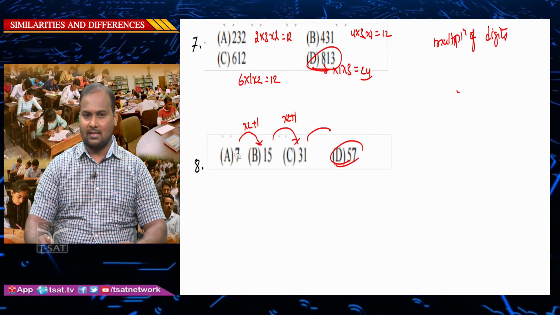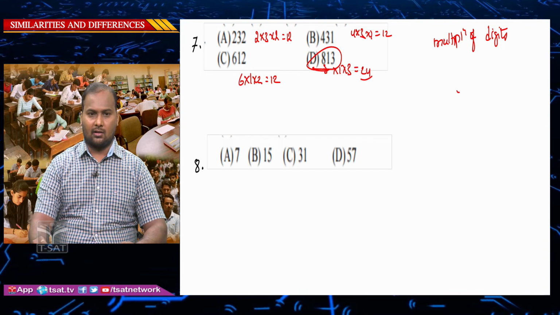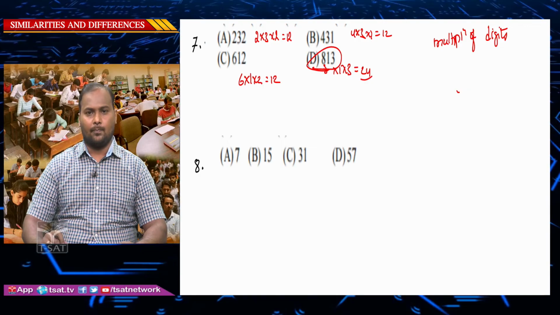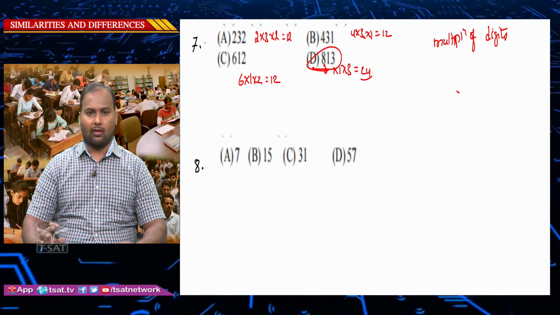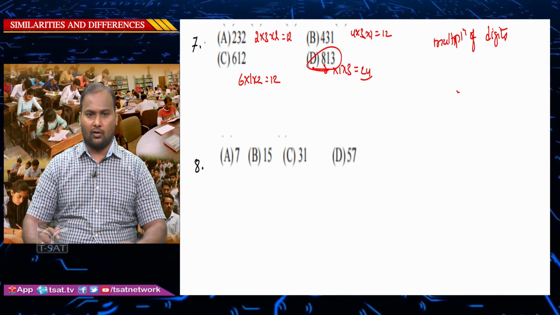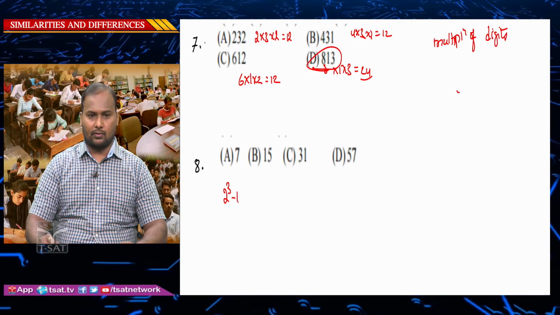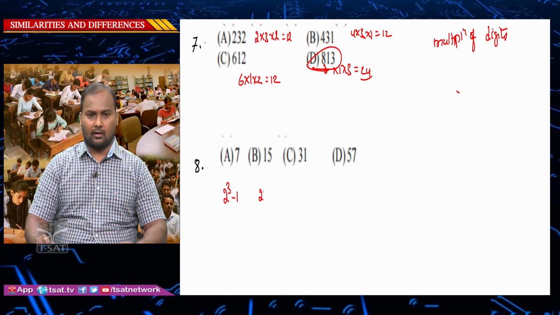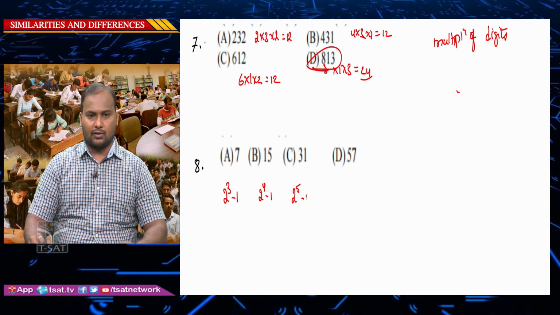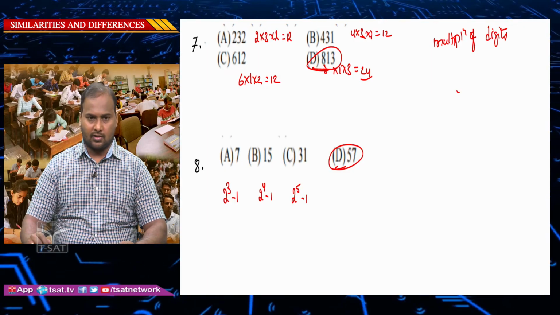Because these are similarities and differences. We are not asking about a pattern change. That is a series type. It is not a pattern change. All 4 numbers are different, and we have to see which one is different. With our logic, we need to find the similar pattern that is there for the 3 options, right? 7, I can write as 2 cube minus 1. 15, I can write as 2 power 4 minus 1. And 31, as 2 power 5 minus 1. And this is not possible for option D. So option D is the answer.